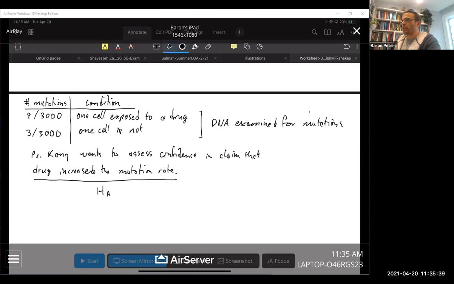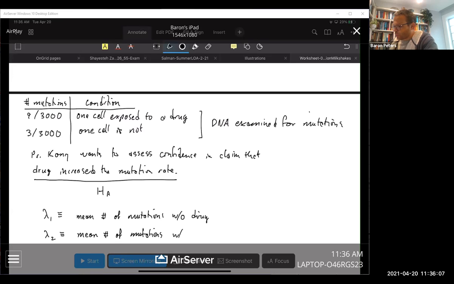We know that these mutations are rare in both cases. And so we're going to think of the two populations as having Poisson parameters. We're going to define lambda1 to be the mean number of mutations without the drug, and lambda2 is going to be the mean number of mutations when we do have the drug. Now, let me emphasize this point again: lambda1 is not equal to 3 over 3,000, and lambda2 is not equal to 9 over 3,000.